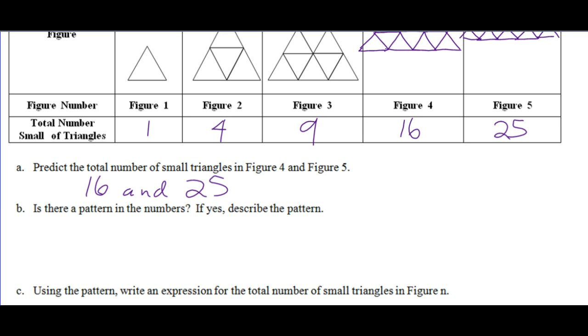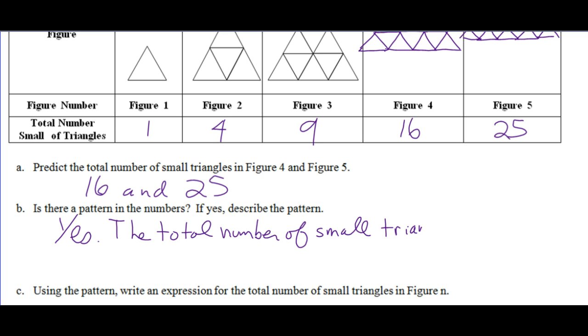Is there a pattern in the numbers? Yes. If yes, describe the pattern. Okay, I said yes, so the pattern is the total number of small triangles is the square of the figure number.